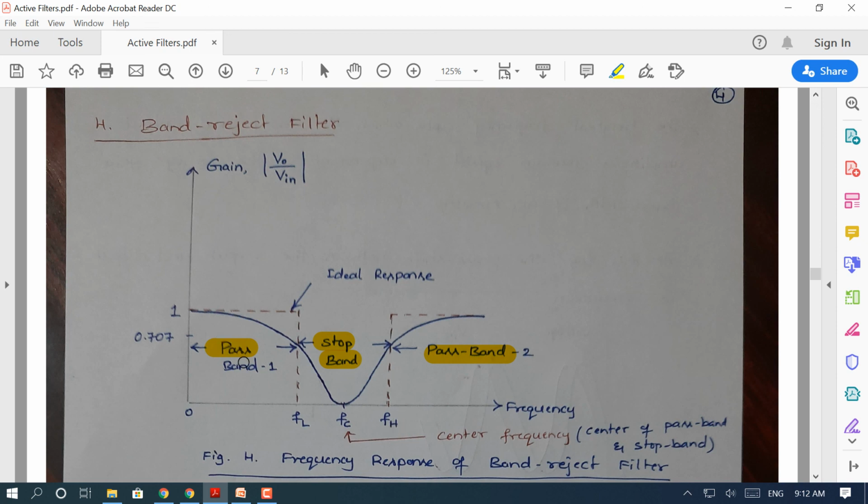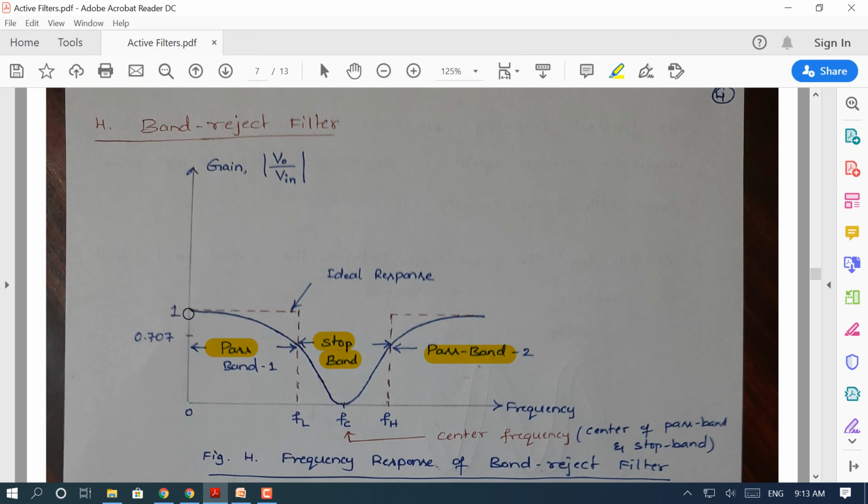In the pass band we can see that the gain remains almost constant. Gain is almost constant even here in pass band 2. Again, there are two responses here: ideal response and practical response. Practical response is shown in the solid line form. Ideal response is shown in the dotted form here. Since there are two pass bands here, there are two ideal responses in this filter, the band reject filter.